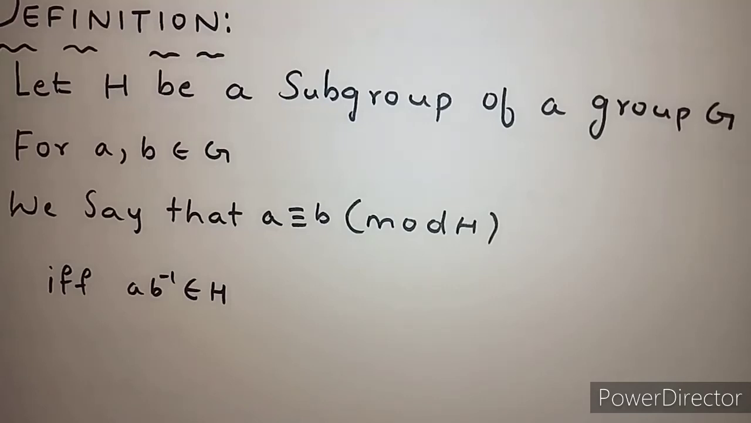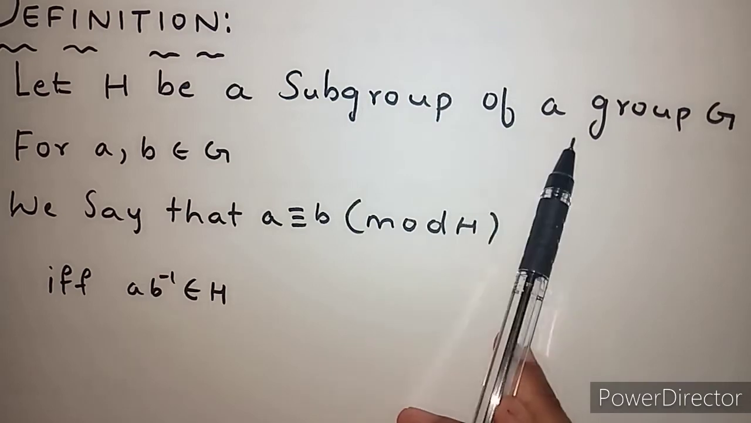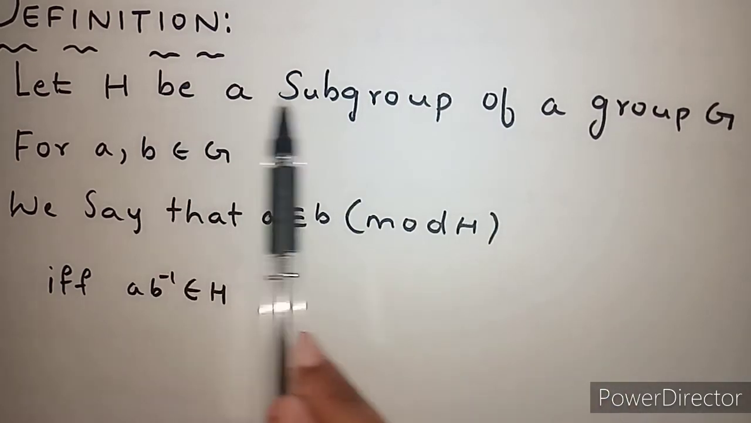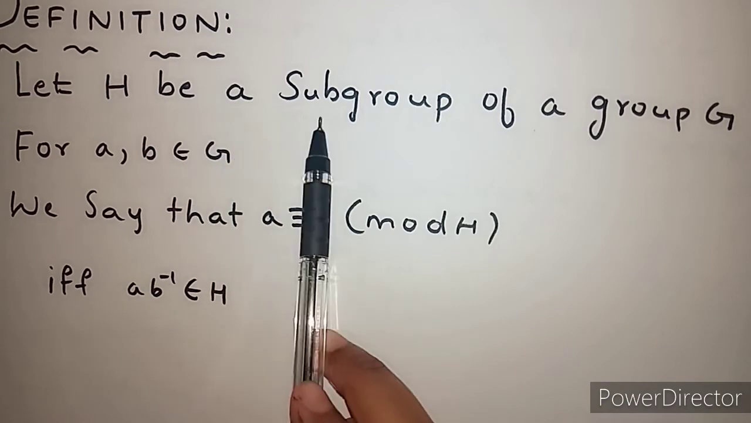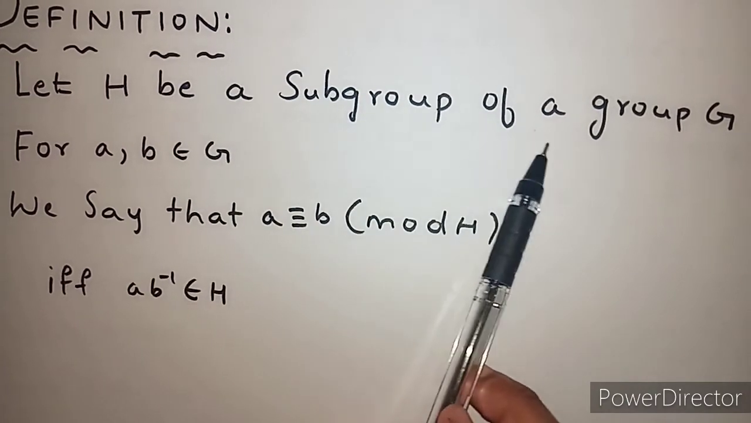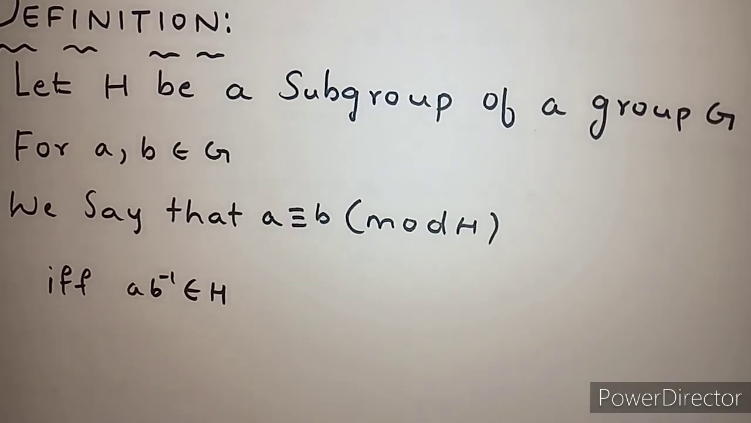Hi everyone, in today's video I will be talking about the congruence modulo definition. Coming to the definition, let H be a subgroup of a group G. What is a subgroup? A non-empty subset H of a group G is said to be a subgroup if H itself is a group. That means it should satisfy all the properties of a group.